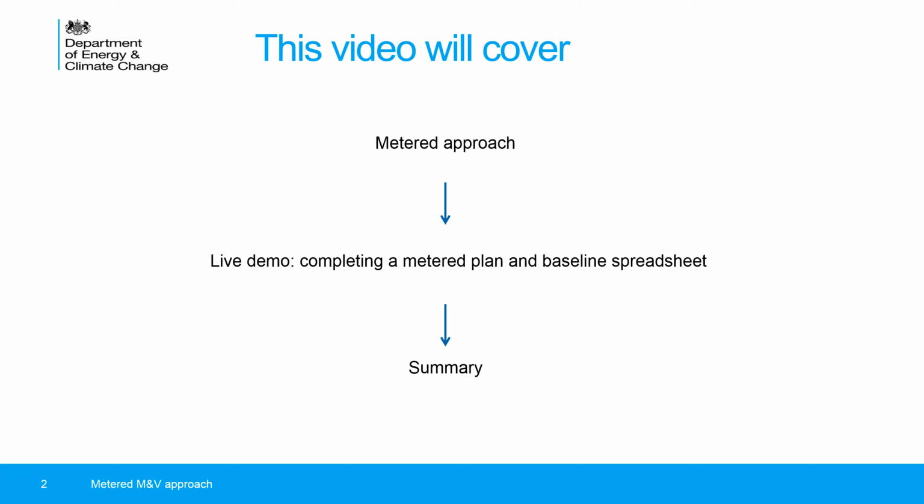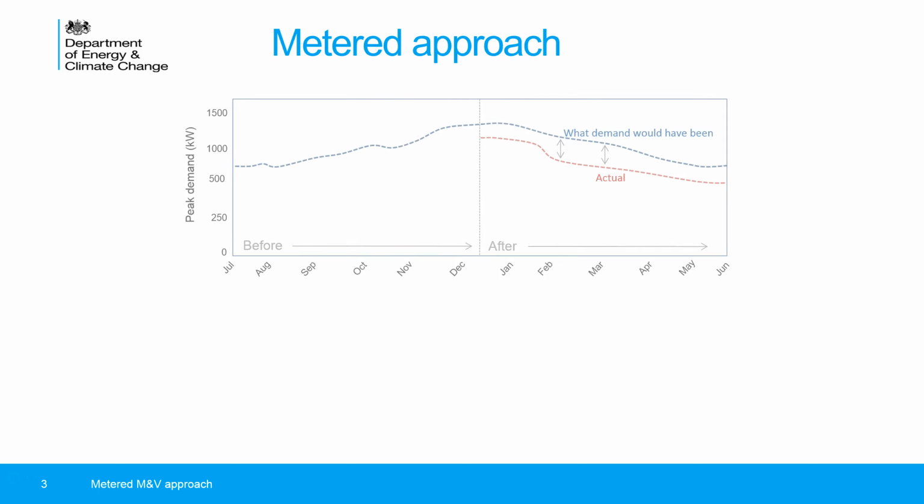with a summary. The metered approach itself involves the taking of readings before you install your equipment and then after you install your equipment. So the readings taken before, as shown by this blue line, mean that once you've installed your equipment, you can then work out what demand would have been. You can compare that with what the actual demand is, shown by the red line, and the difference between the two is the savings of your metered parts of your project.